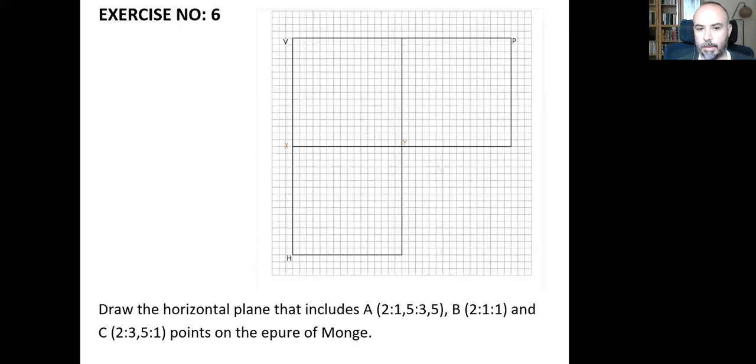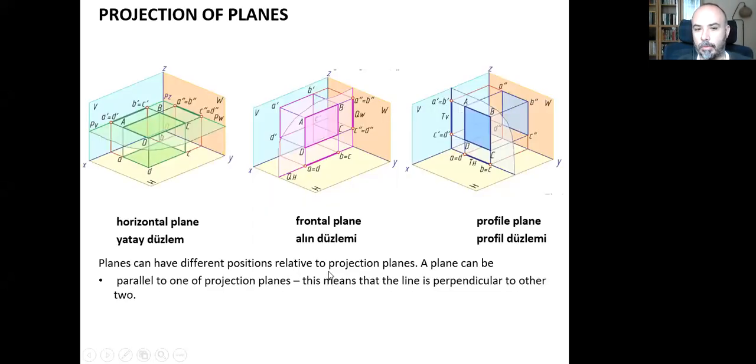In our sixth exercise, we are going to draw a horizontal plane that includes three different points on the epure of Monge. So we can start by making our preparation on a new A4 graph paper, and we can create these three squares. And we can see this slide one more time to remember what a horizontal plane looks like. It is a plane that is perpendicular to vertical and profile projection planes and parallel to the horizontal projection plane.